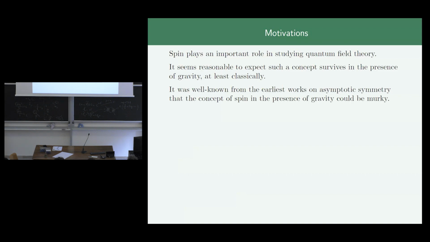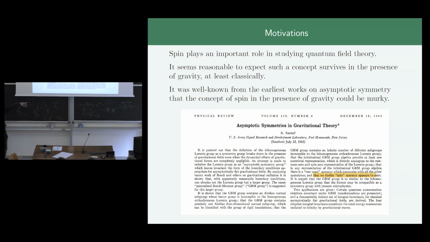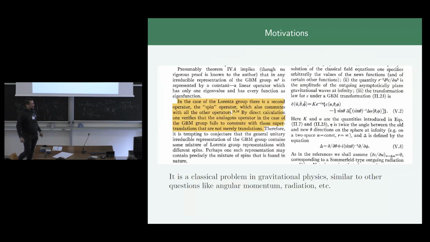It's well known that if we include gravity, murky things might happen, and this appears in the very first paper on asymptotic symmetries, this paper of Sachs, where he says there is no notion of spin for the BMS group, which is called the generalized Bondi-Metzner group. Here he explains it a little more, why for the BMS group there is no such notion. So it's a classic, very old problem. This paper and the paper of Bondi are the first papers on asymptotic symmetries. So it's an interesting problem to study.